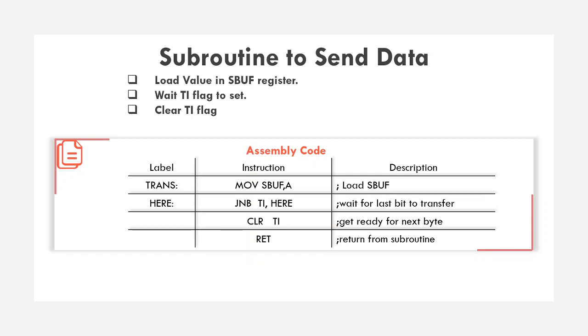Next is the algorithm to receive data serially. To receive data serially, we have to check whether the RI flag is set or not. When this flag is set, it means the received byte is placed in the SBUF register. So in the second step, we have to move the SBUF register to the accumulator or save this SBUF data somewhere else. And after receiving that data, we have to clear the RI flag to start the reception for the next cycle. Now let us see the complete code for this.